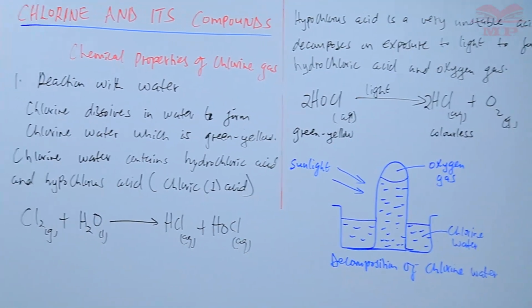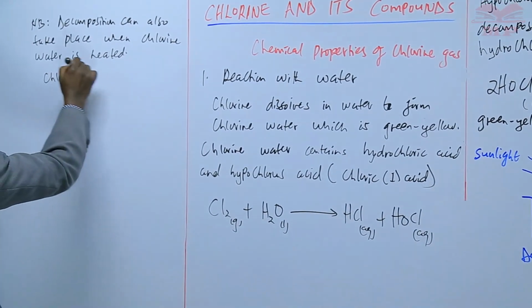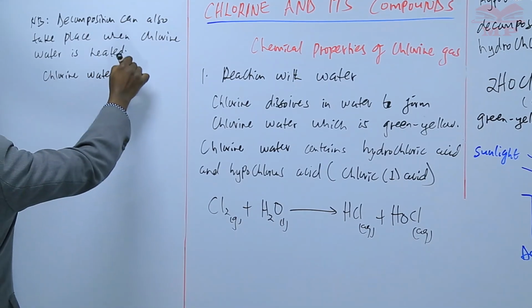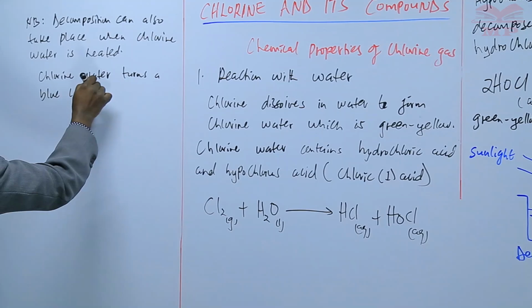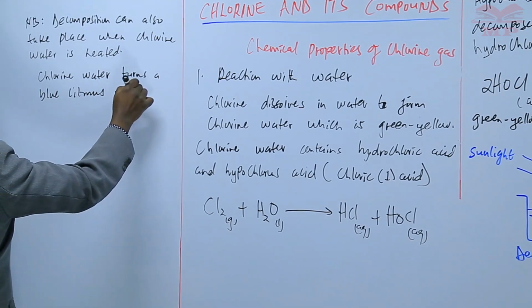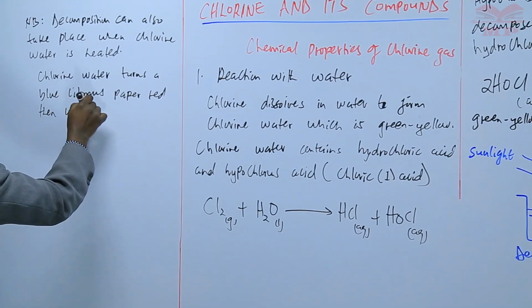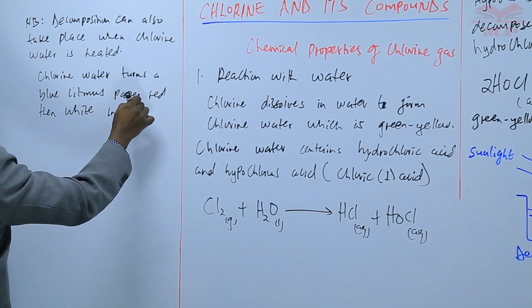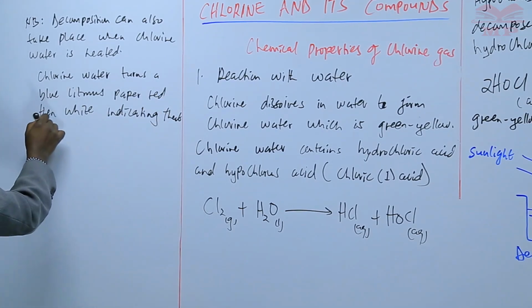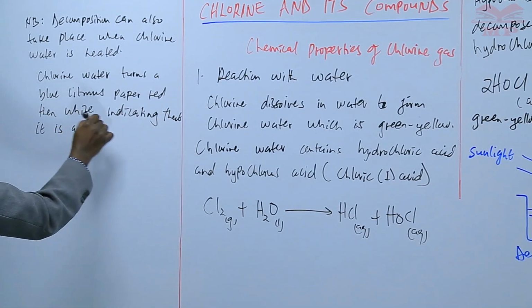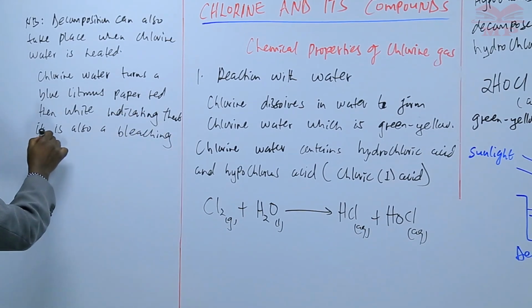So in this, we can say that chlorine water turns a blue litmus paper red, then white, indicating that it is also a bleaching agent.